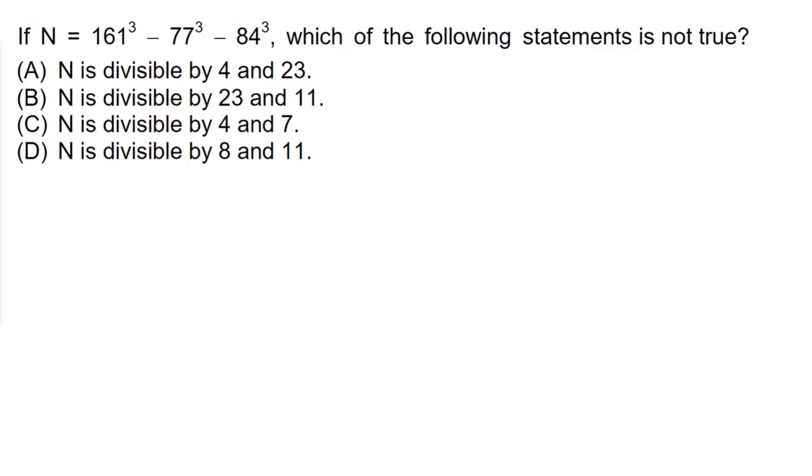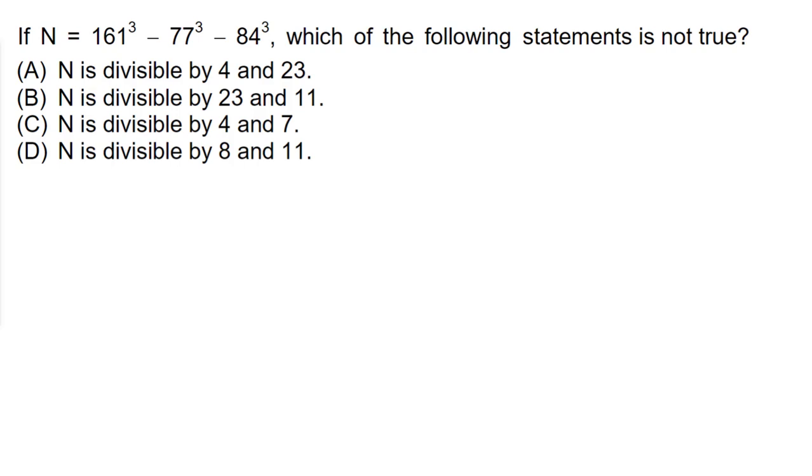The next question is, if n is equal to 161 to the power 3 minus 77 to the power 3 minus 84 to the power 3, which of the following statements is not true? Basically over here we need to identify some factors of n first of all. I would like to tell you one thing, that those three statements that we saw are applicable only for two terms. They are not applicable for more than two terms.